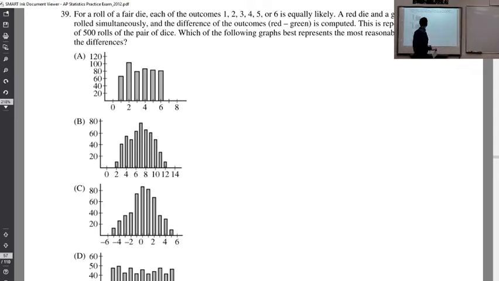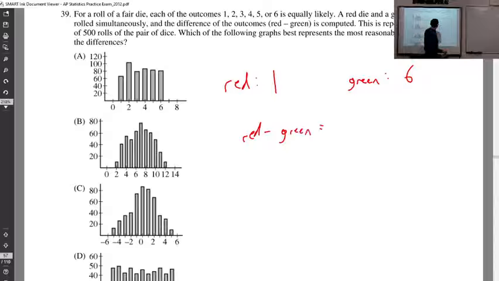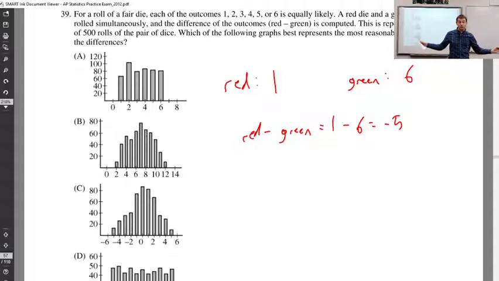Let me just take a roll. Red comes out to be 1. Green comes out to be 6. Red minus green is 1 minus 6, which is -5. So that's the smallest value I could get, -5. The largest value I could get would be +5. If red and green were switched and the red was 6 and the green was 1, then I would get +5. So my range of values should be between -5 and +5. That's the limits and choices right there.